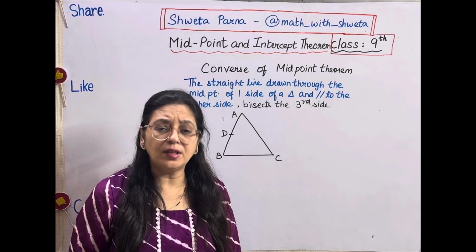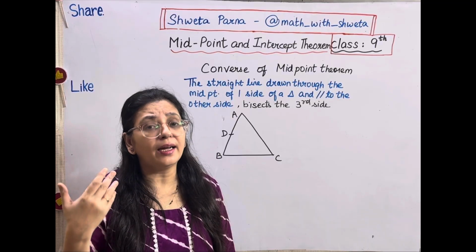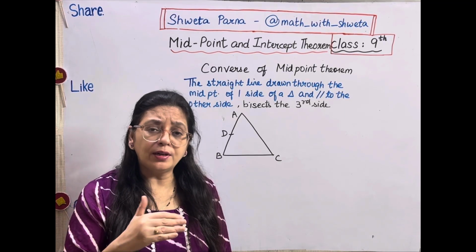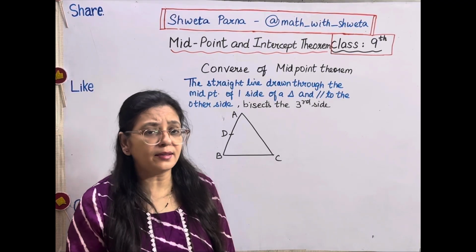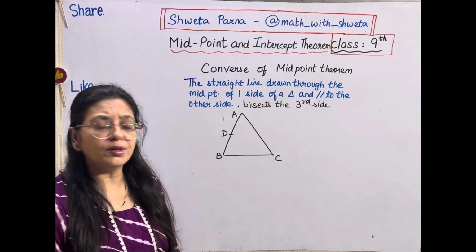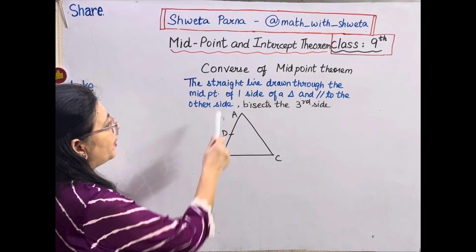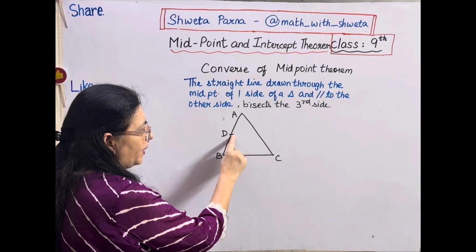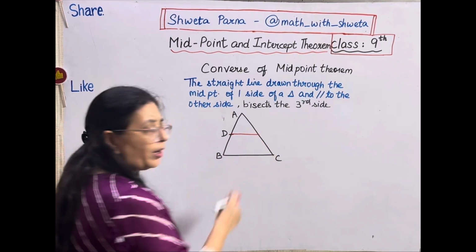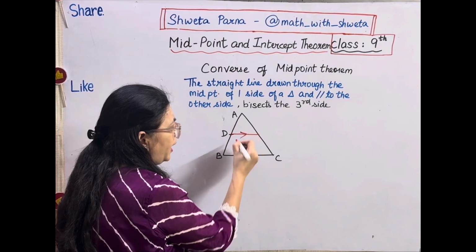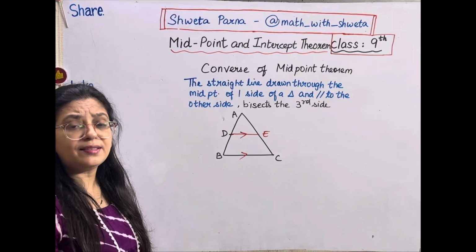What do you mean by converse? Converse means the opposite. In the midpoint theorem, you found that the lines are parallel to each other. Over here, that information would be given to you and you have to confirm that it is a midpoint. So according to the converse of the midpoint theorem, if a straight line is drawn through the midpoint of one side, say for example D is a midpoint of AB, and I draw a straight line from point D, say this is E, and DE is parallel to BC, this is given to you.